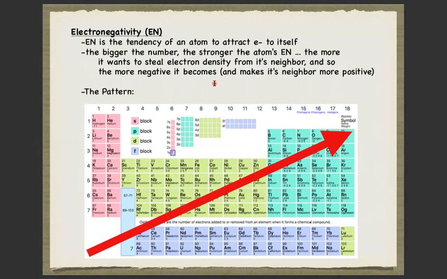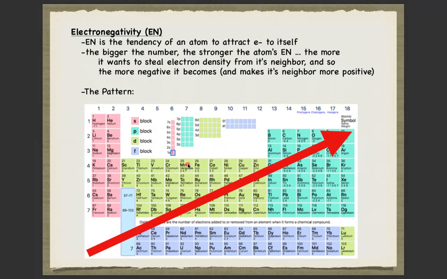You, of course, don't have to know the exact numbers. You won't even get a table telling you what the numbers are. All you have to know is this definition. So as long as you understand that definition, you're fine. And you have to know the pattern. And the pattern is just generally as you go from the bottom left of the periodic table up to the top right, the electronegativity becomes stronger.